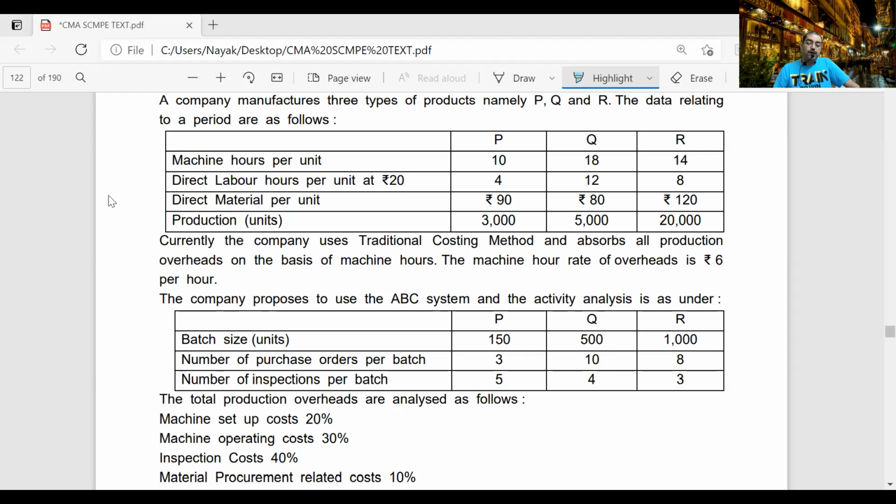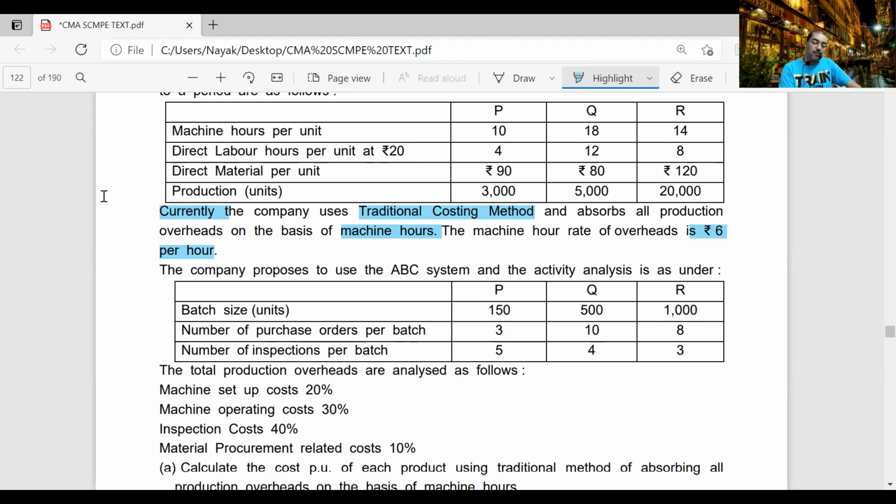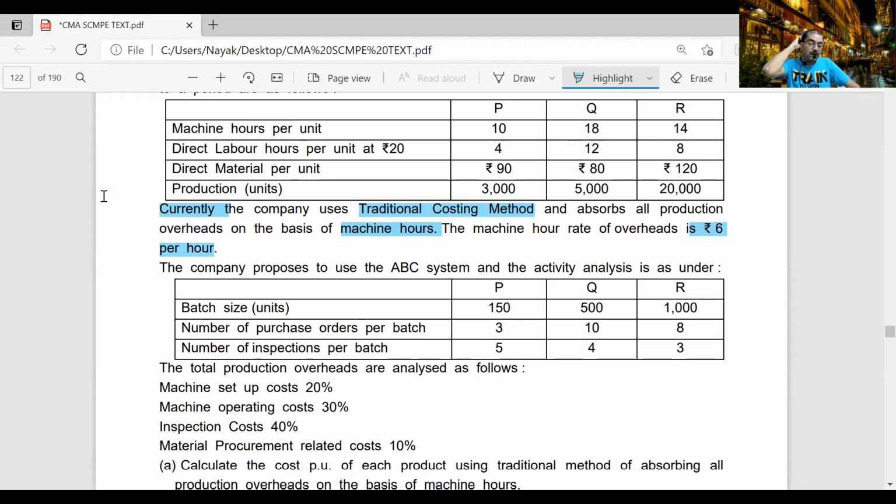Currently, the company uses the traditional costing method and absorbs all the production overheads on the basis of machine hours. The machine hour rate is given to us as 6 rupees per hour. The company proposes to use the ABC system and the activity analysis is as follows. Batch size, number of purchase orders per batch, and number of inspections per batch are given.